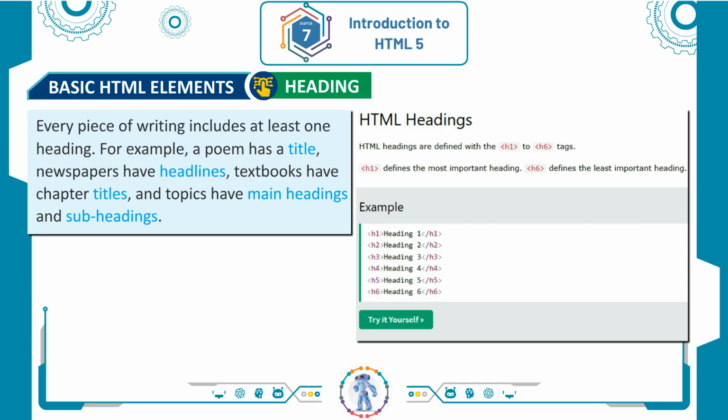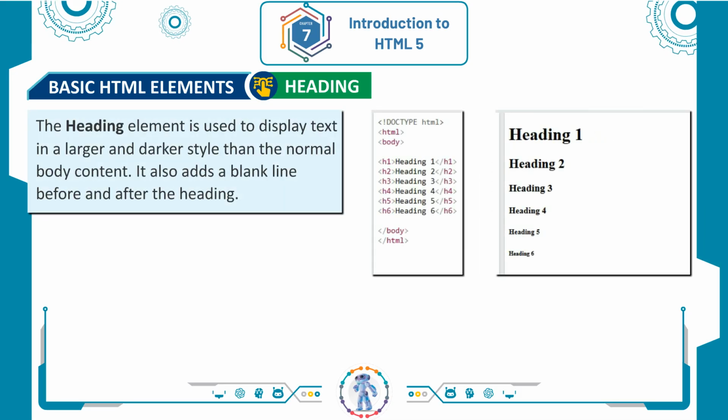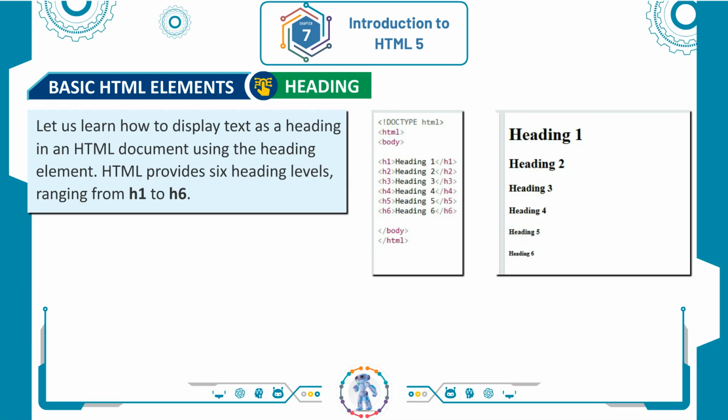For example, a poem has a title. Newspapers have headlines. Textbooks have chapter titles, and topics have main headings and subheadings. The heading element is used to display text in a larger and darker style than the normal body content. It also adds a blank line before and after the heading. Let us learn how to display text as a heading in an HTML document using the heading element.